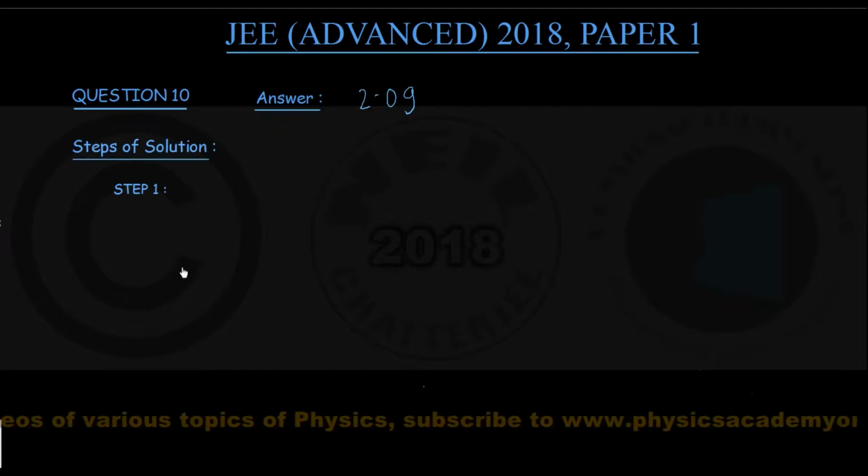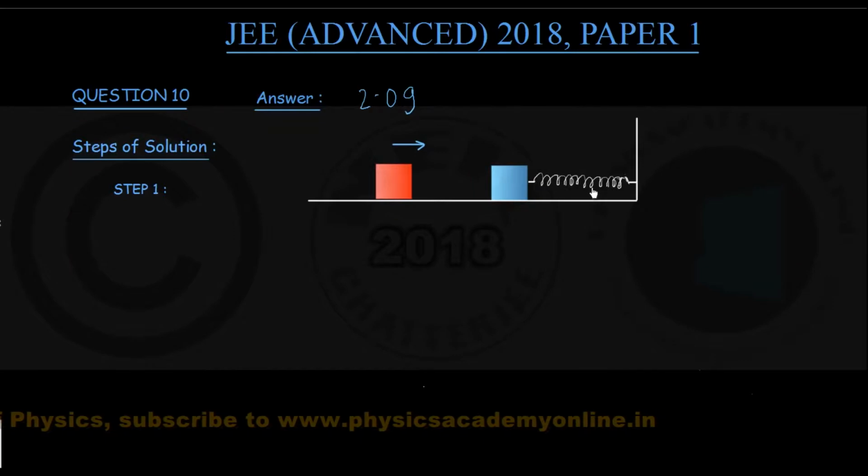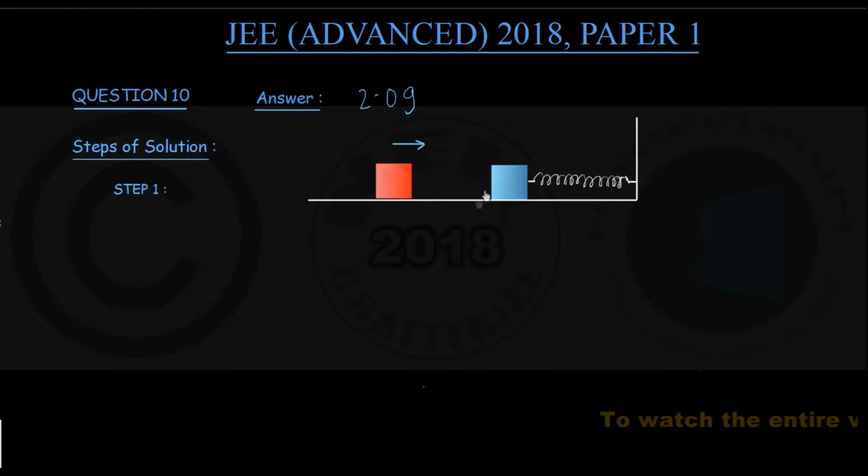I draw a series of figures here. The first figure: one block attached to a spring resting on the floor, the other block approaching it from the left side. I shall call this block in red color block number 1 and this blue colored block block number 2. Remember that in my reference.